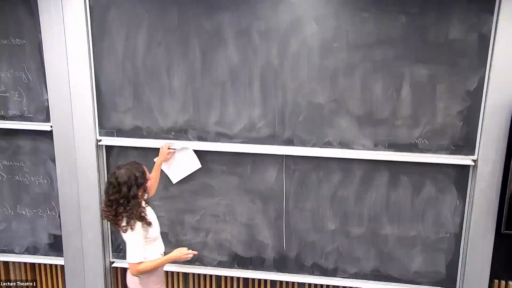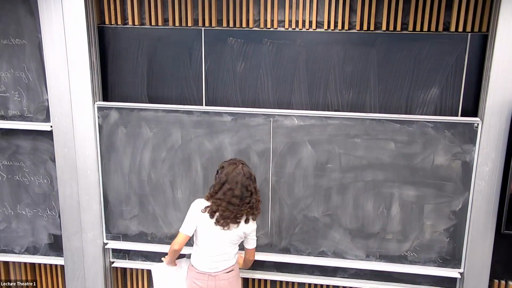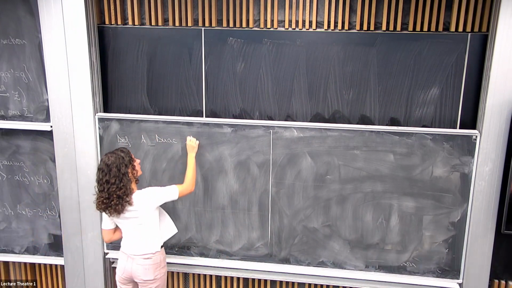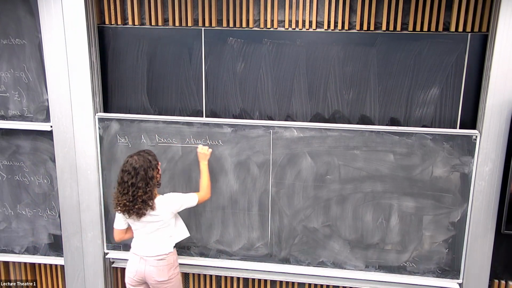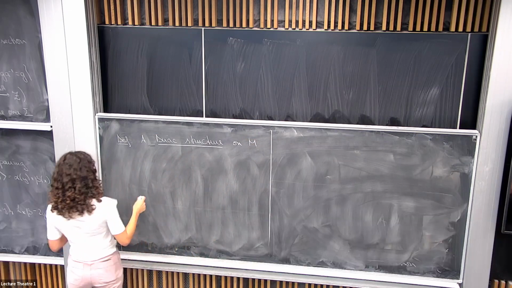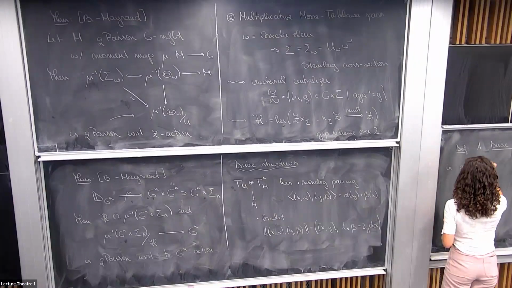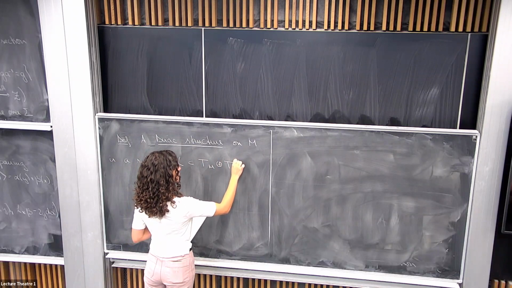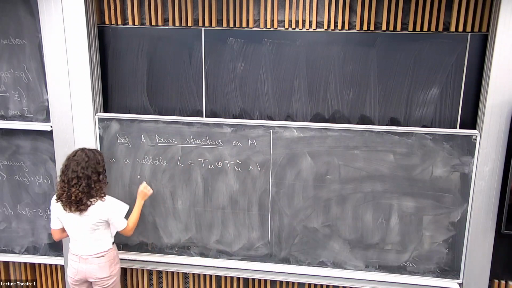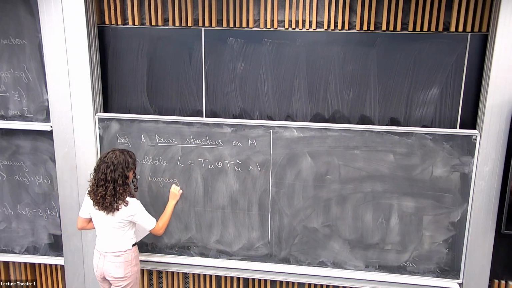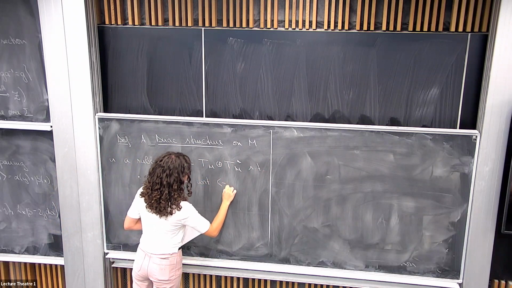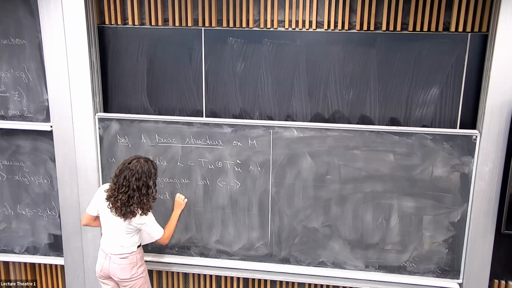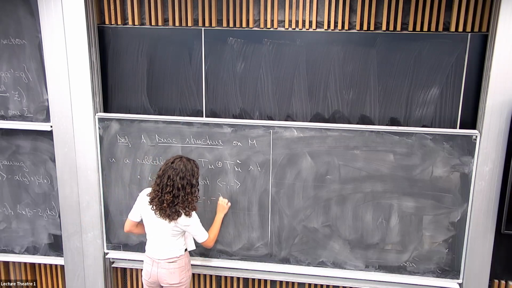Okay, so now I can define the notion of a Dirac structure on M, and it's going to be a subbundle L of this generalized tangent bundle that has the property that it's Lagrangian with respect to this non-degenerate pairing, and that it's closed with respect to this bracket.